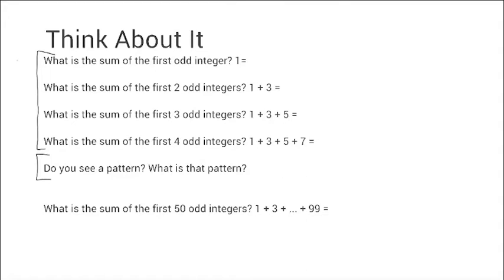The sum of the first one odd integer, one, equals just one. Sum of the first two, so I'm going to add one plus three, which is going to be four. The sum of the first three, well, I already know that amount right there is four, so I'm just going to add five to it and get nine. One plus three plus five, I just found out that that is equal to nine. Add seven to nine, I get 16.